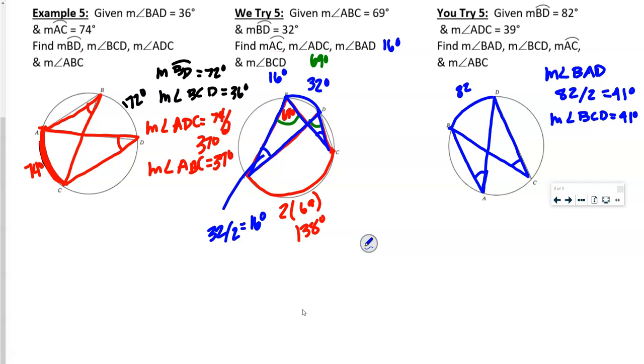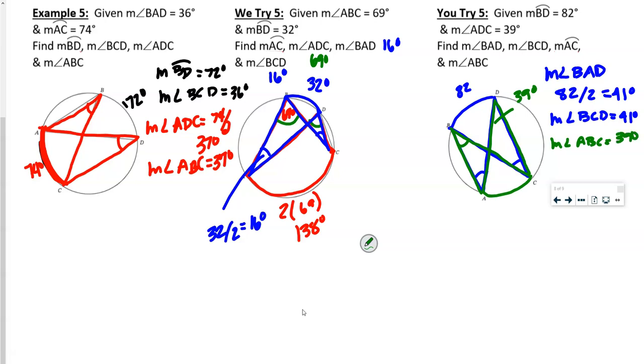ADC. Well, let me do it in a different color, y'all. ADC, that's that angle right there, right? It says this is 39 degrees. So we know that if there's its arc, here's the other angle that's subtended by that. So these two are going to be congruent, aren't they? 39 and 39. So that means the measure of angle ABC is going to be also 39, right?